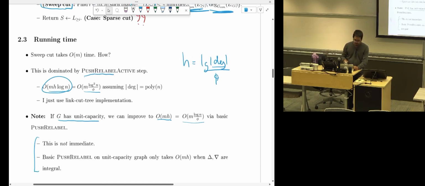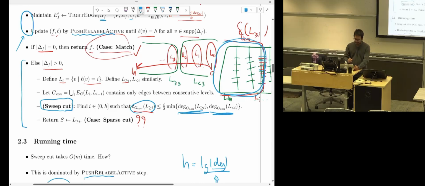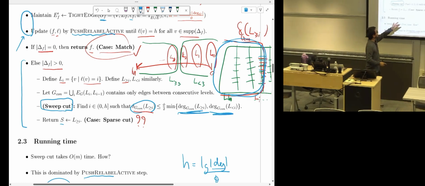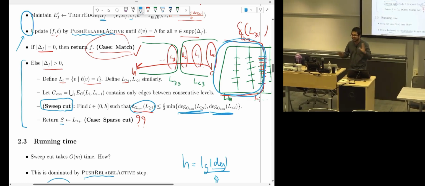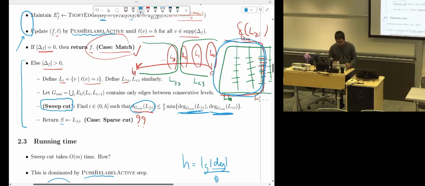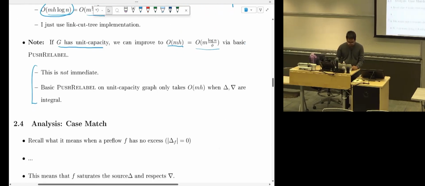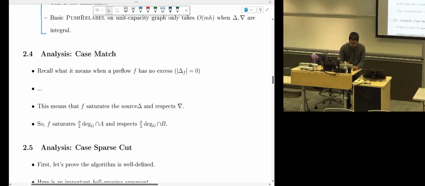Okay, but this is just running time. The main thing is now just here. Why is this a sparse cut? Why a sparse cut in G con is a sparse cut in the whole graph? That's the question. Let's analyze it. In the case when it's matched, we are done. Let's analyze the sparse cut case.